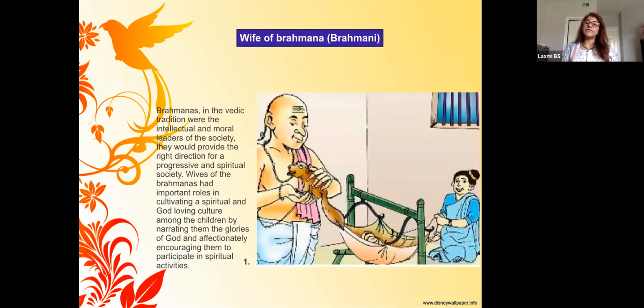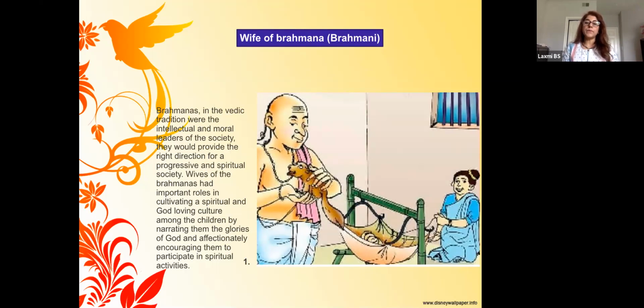The third one is the wife of a Brahman, who is a Brahmani. So Brahmins, what was the duty of Brahmins at that time? Brahmins were actually responsible for the intellect and morality in society. That was their job, not to think of anything else, not to think of jobs or anything else. The king would take care of them, but they had only one job, to take care of intellect and bring morality in everybody in the society.